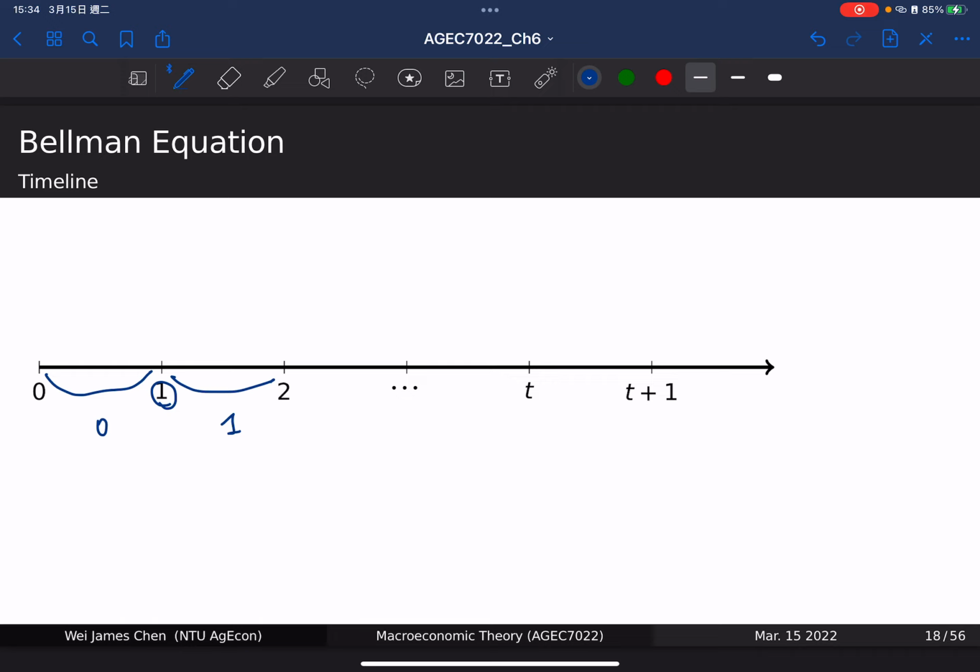If this person is working and has a wage offer, W, what happened? At the end of the period, this person will receive U of W. Because this period he is working and the wage offer is W, and his consumption is going to be W. So he enjoys utility U of W, right? And there is a chance that this person is going to be separated. That's probability S.